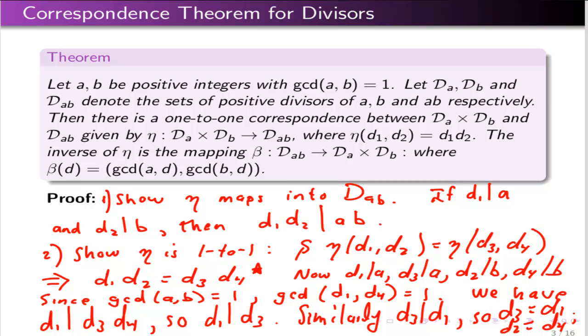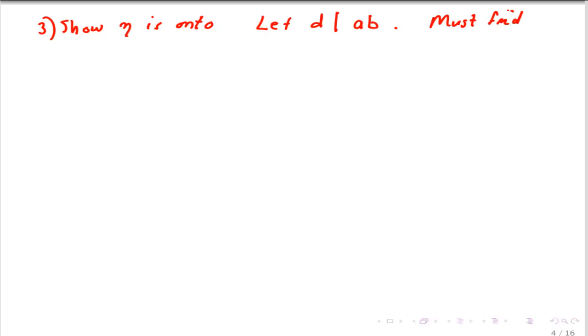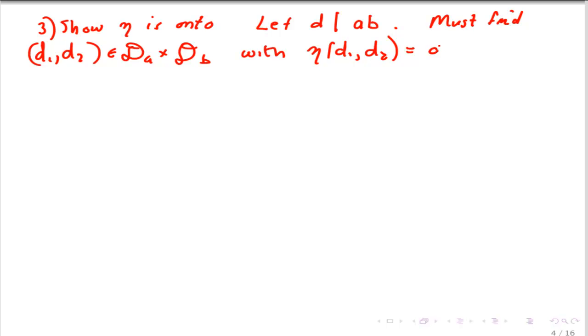So we have a one-to-one mapping, and now we want to show it's onto. So let's let d be a divisor of the product. And we need to find d1, d2, an ordered pair in D sub a cross D sub b, with eta of d1 comma d2 equaling d to show that it's an onto mapping. Well, that's equivalent to showing that d1 times d2 equals d. So the question is, how do we define d1 and d2?